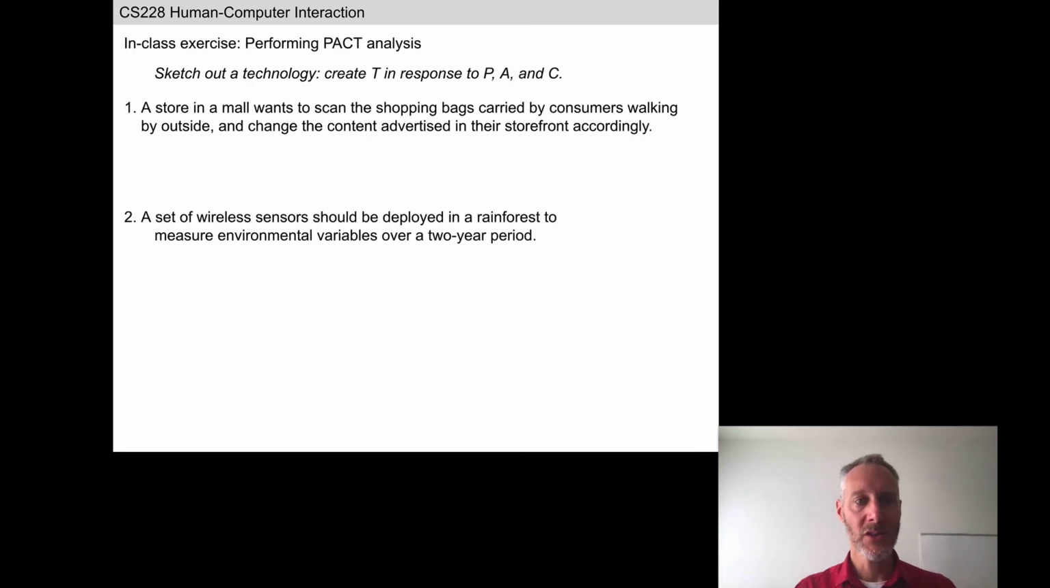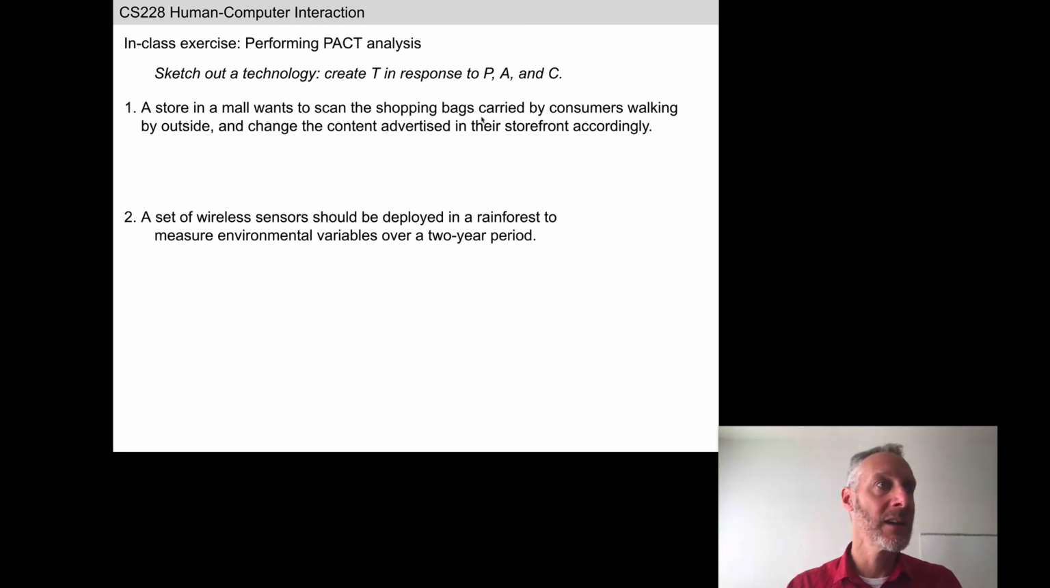Okay, so what I'm going to do now is we're going to take a few minutes. I guess we can't really do this in pairs, so you'll do this on your own. I want you to think about creating a technology, sketching out in one or two sentences a technology in response to a particular set of people carrying out an activity in a context. I think probably the best way to do this is open up your favorite text editor, think about these P, A's, and C's, and write out two or three sentences of a T, a technology that you're designing to address the people, activities, and context here.